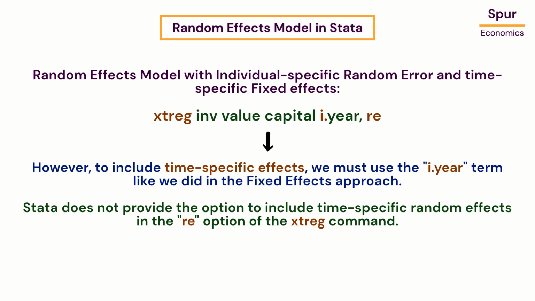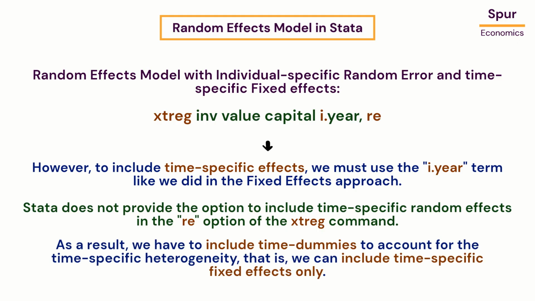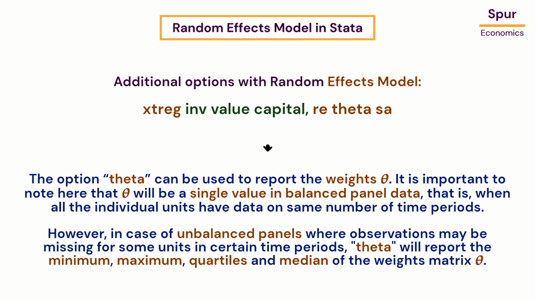However, to include time-specific effects, we must use the i.year term like we did in the fixed effects approach. Stata does not provide the option to include time-specific random effects in the re option of xtreg command. As a result, we have to include time dummies to account for the time-specific heterogeneity, that is, we can include time-specific fixed effects only. The option theta can be used to report the weights theta.